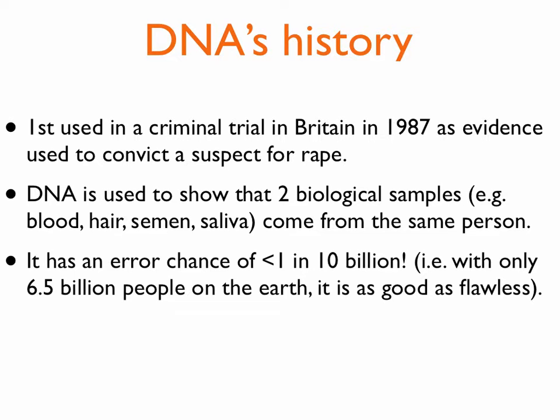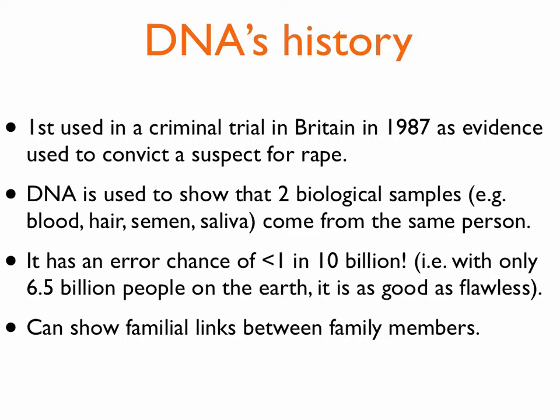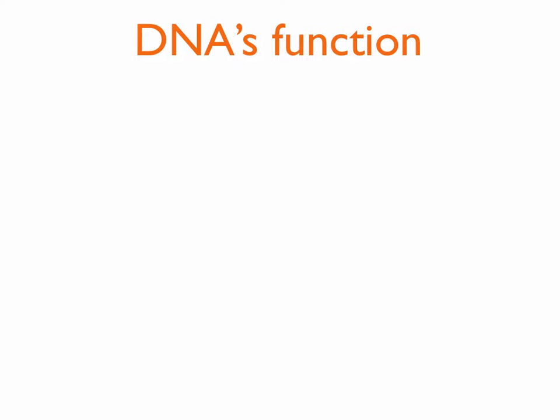Now it has an error chance of less than 1 in about 10 billion. So if you do the maths on this, with about 6.5 to 7 billion people on the face of the earth, it's as good as flawless because its error margin is actually less than the number of people on the earth. So less than 1 in a billion chance of error. It's very, very good. It's almost safe to assume that it's flawless. It can also show what we call familial links between family members, and we'll have a look at how that can be done a little bit later on.